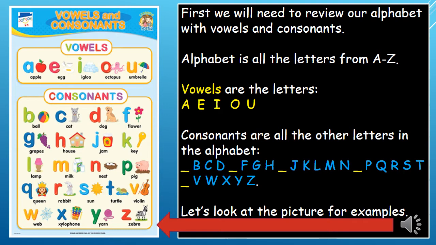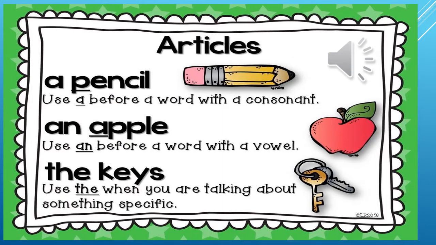But knowing the difference between the vowels and the consonants is going to help us to know when we must use a or when we must use an. Let's have a look on the next slide. Later in grade 2, you will learn that the name for using a or an is called articles. But don't worry about that for now. Okay, let's look at the examples.